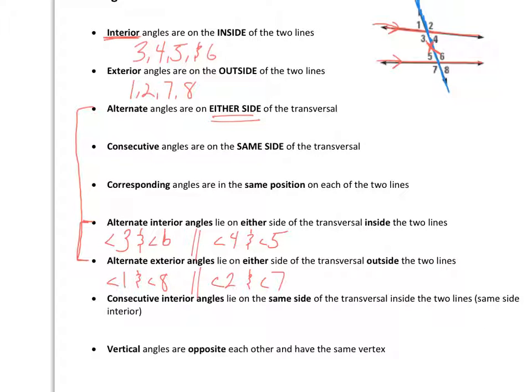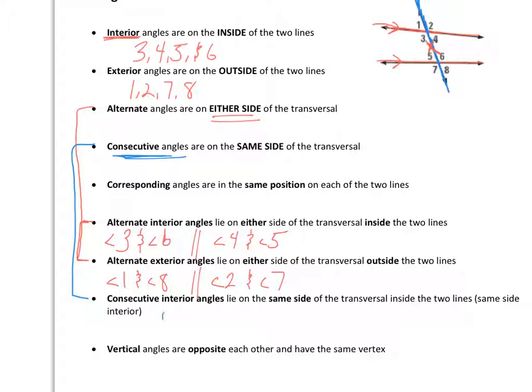All right, let's talk about consecutive angles. These are on the same side of the transversal. So, same side. Consecutive interior, right? It says they lie on the same side of the transversal inside the two lines, the two lines being the red two lines, and they're on the same side. So I've got two pairs of consecutive or same side interior angles.